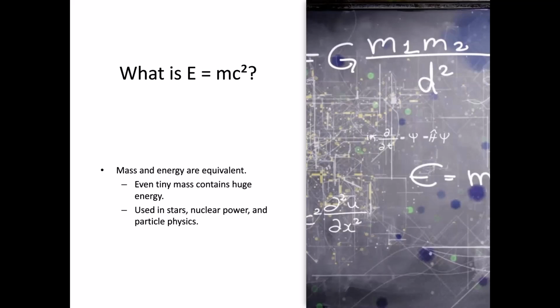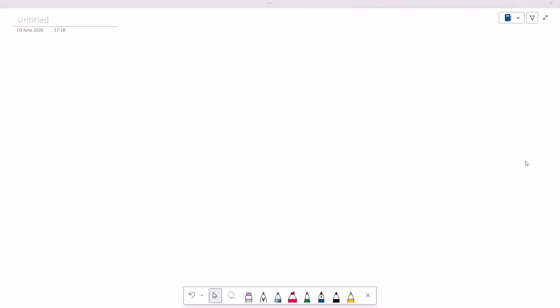What is E equals mc squared? E equals mc squared is a brilliant formula. It says that mass and energy are equivalent. Even a tiny mass, say a photon, which is nearly massless, can contain a huge amount of energy, used in stars, nuclear power, and particle physics. So I hope my notepad screen is visible to you all.